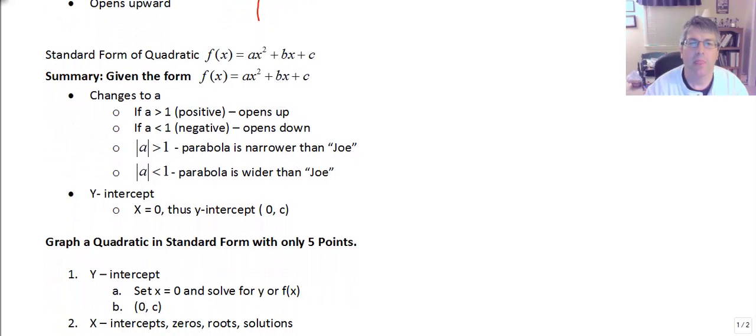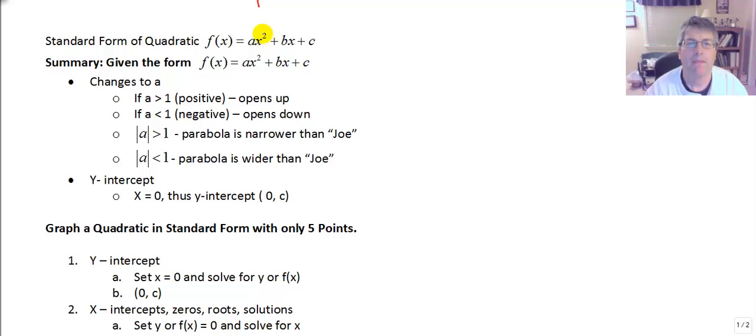As we have seen, standard form of a quadratic is ax squared plus bx plus c, where a is the coefficient on our quadratic term, b is the coefficient on our linear term, and c is our constant. So to give you a summary of standard form: if a is positive, our parabola, whether it's Joe or not, will always open upward. If a is negative, our parabola will open downward.